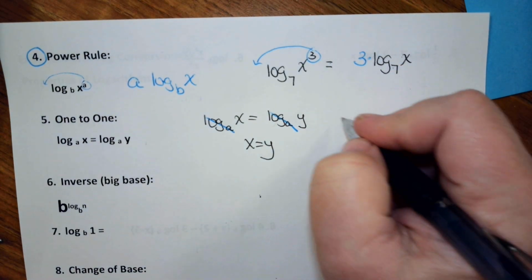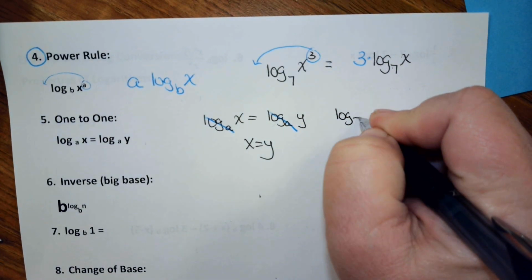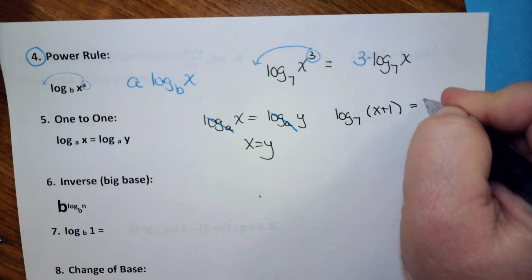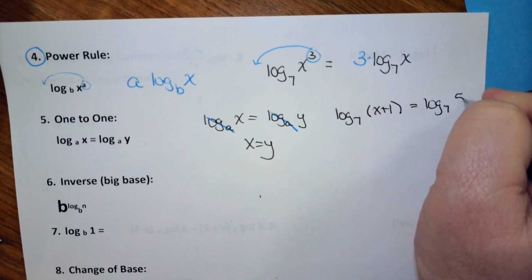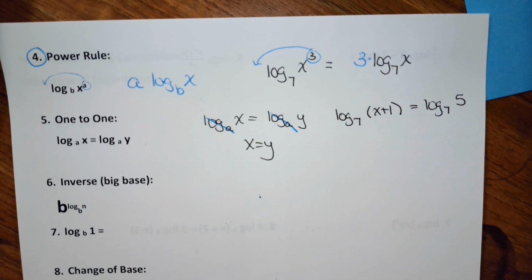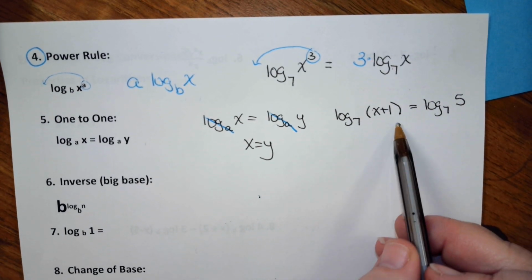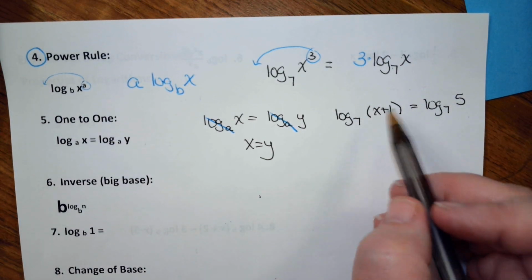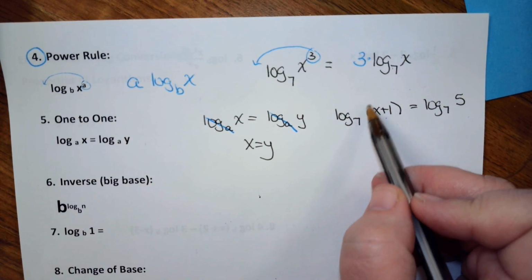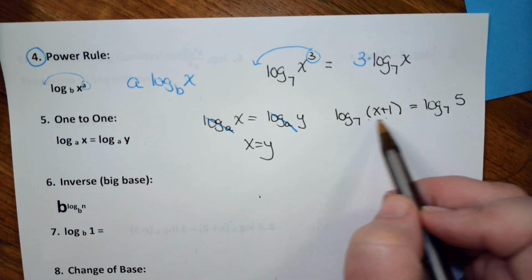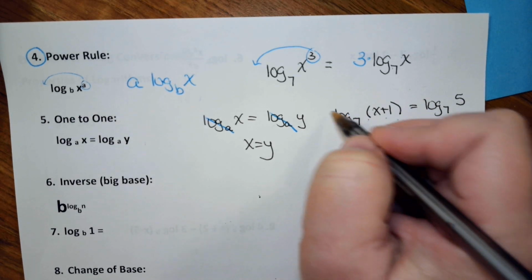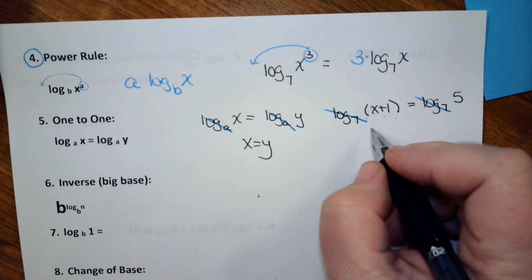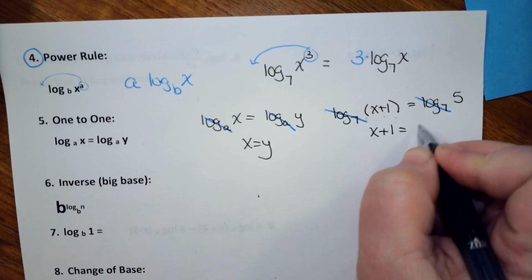So for example, if I had the log base 7 of x plus 1 equals the log base 7 of 5. I've got a single log over here, and I've got a single log over here. Nothing else is attached. You might be thinking, well, what about this x plus 1? Well, this x plus 1 is inside parentheses. That makes that one term. So the log base 7's cancel, and I'm left with x plus 1 equals 5.